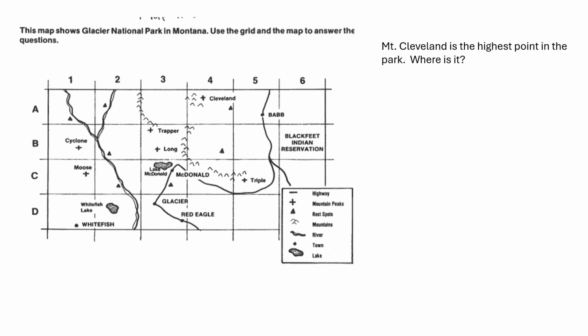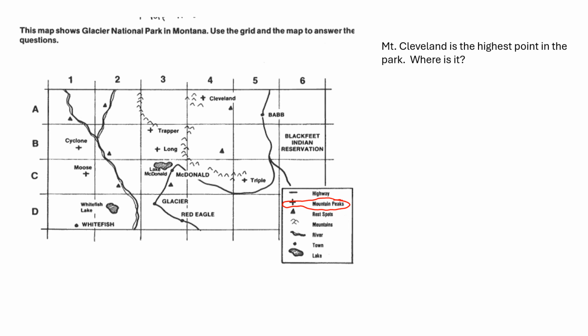Next question. Mount Cleveland is the highest peak in the park. Again, it's a peak. Tell me what grid, or where, is Mount Cleveland? All right, that's map number 2.